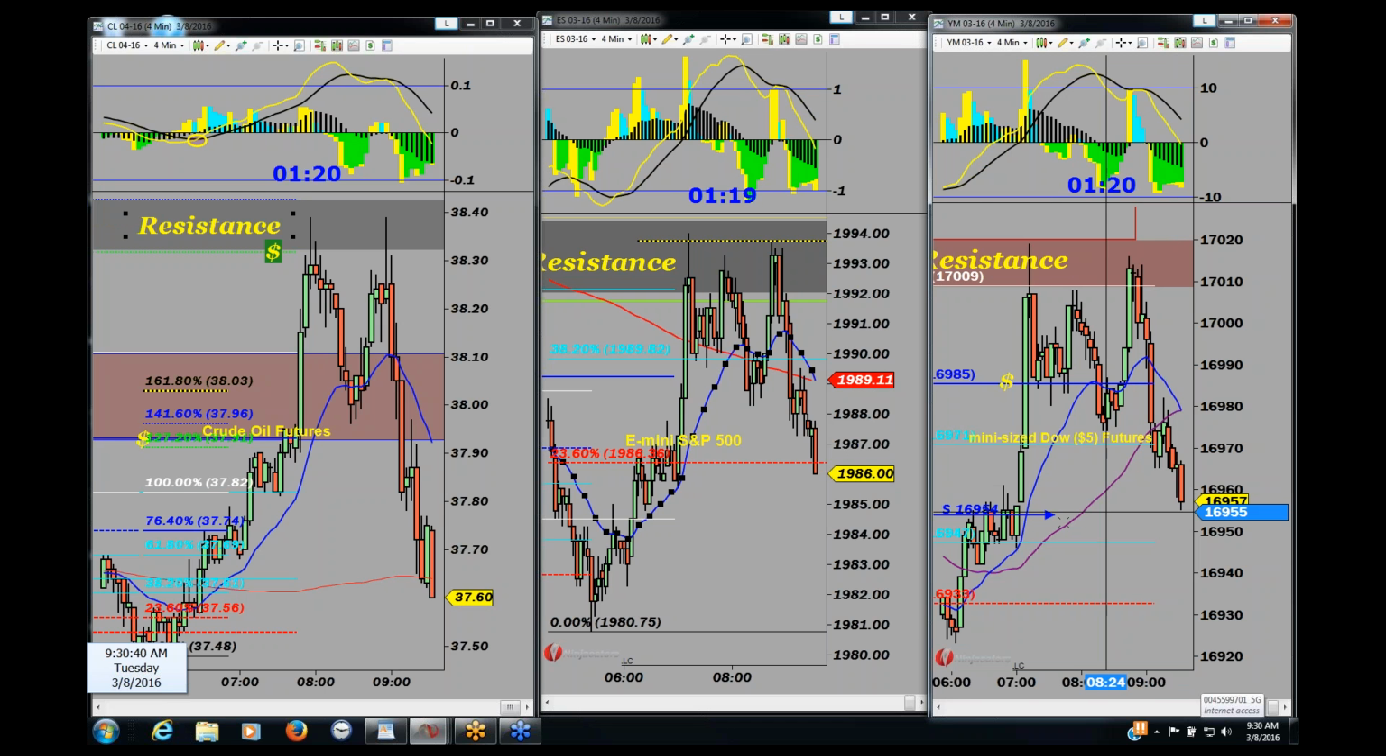Okay, money off target on your YM chart, 16,954, coming up right here, right now. Money off target on the ES chart in the center, 1985. Put a little something in your pocket.